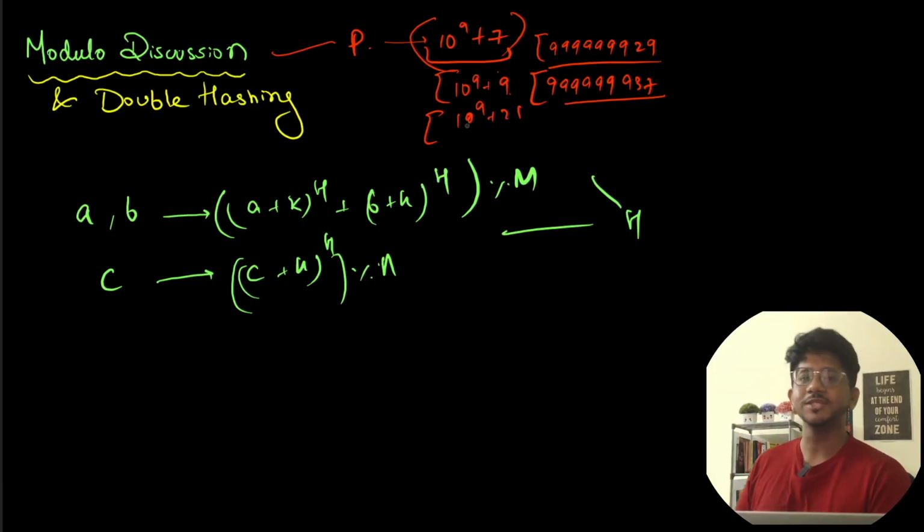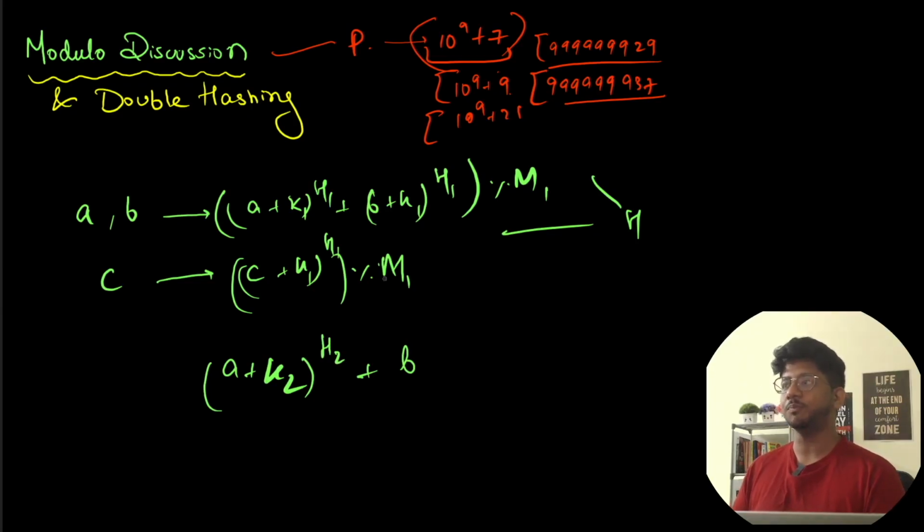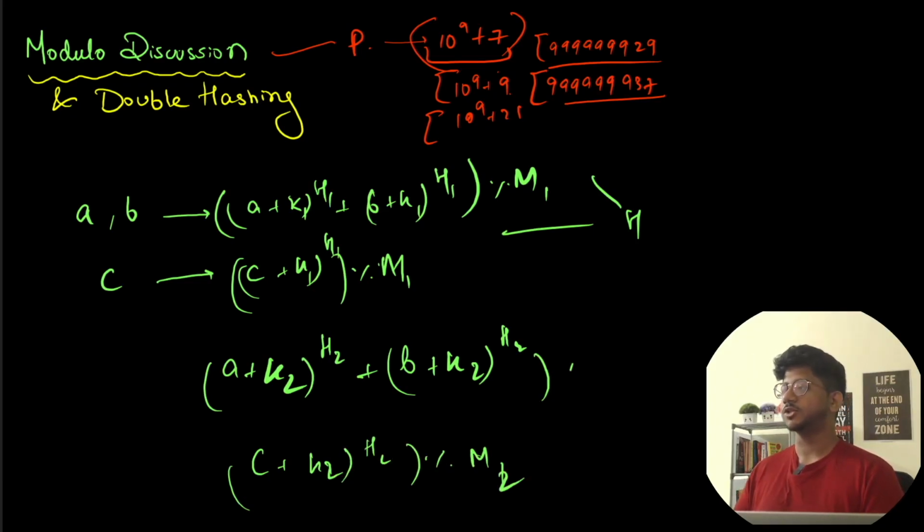And the second thing that you should use in such problems is double hashing. What is double hashing? So if these two things came out to be the same, what if we found another number, a plus k2? Let's call this k1 and h1, mod m1. What if I use k2, something very, very different? (a plus k2) to the power h2 plus (b plus k2) to the power h2, and (c plus k2) to the power h2, all mod m2. This is also mod m2.